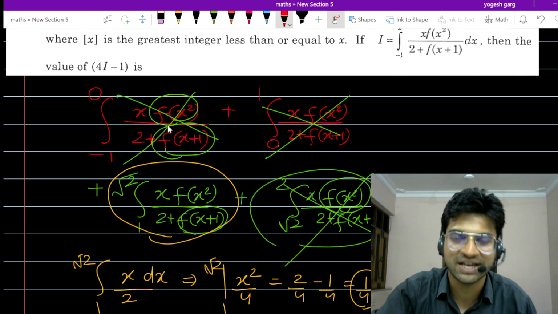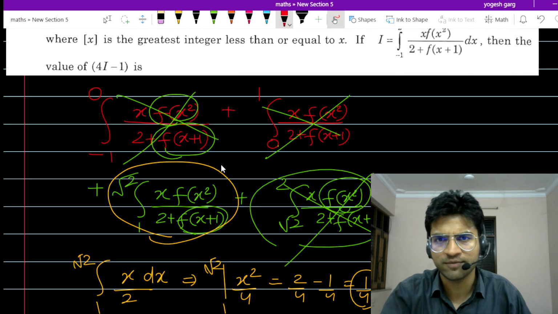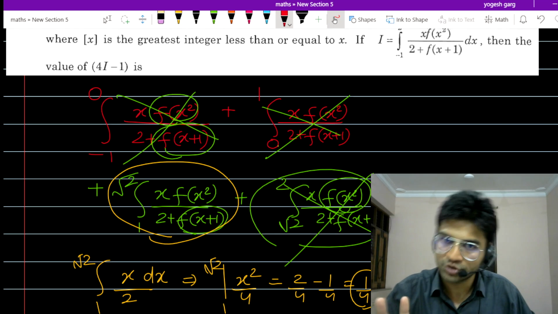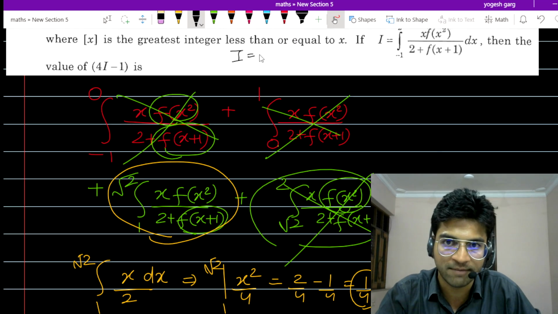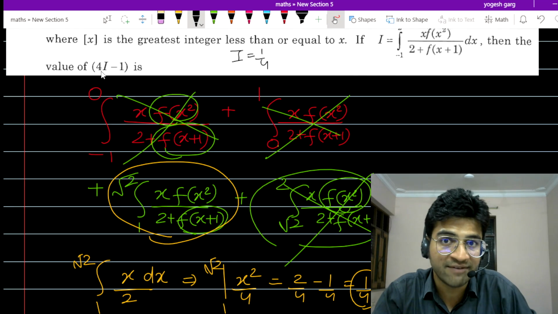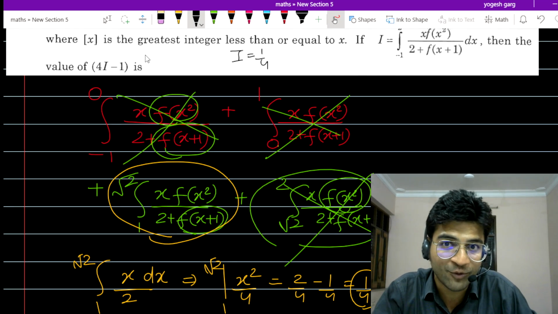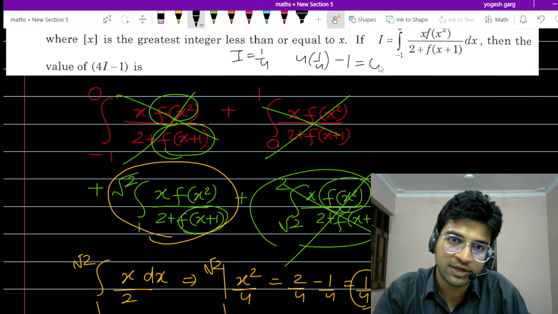So first is eliminated, second is eliminated, fourth was eliminated, and from third we had 1 by 4. So I is equal to 1 by 4. So we have finally I is equal to 1 by 4. But our answer is not 1 by 4. They are asking us the value of 4I minus 1, and that will be equal to 4 into 1 by 4 minus 1. 4 into 1 by 4 is 1, 1 minus 1 is equal to 0.